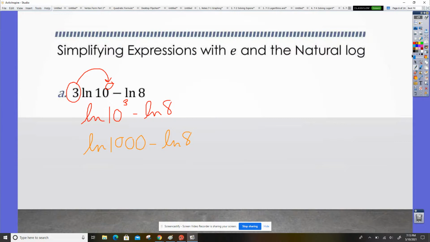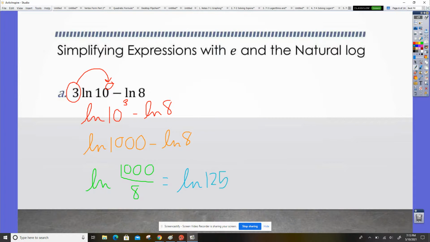Now here, I'm going to use another one of my log properties. This log property says that if you have two logs with the same base being subtracted, you can rewrite it as a division problem. So that's exactly what I'm going to do. I'm going to rewrite this as ln of 1,000 divided by 8. Well, if I simplify that, 1,000 divided by 8 is equal to 125.